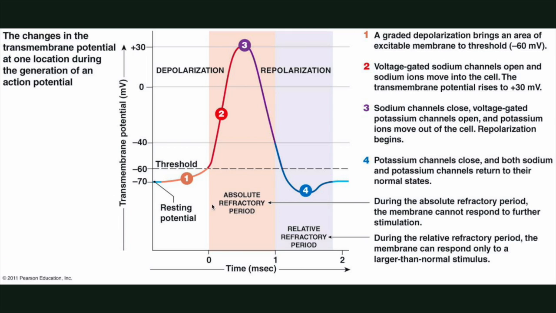During the absolute refractory period, you see right here, this is the time when another action potential cannot be generated, because you have to open sodium channels to generate an action potential. If they're already open, they can't open. And during this period here, they're what's called inactivated. Then you also have a relative refractory period. This is when it takes a much larger than normal stimulus to generate an action potential.